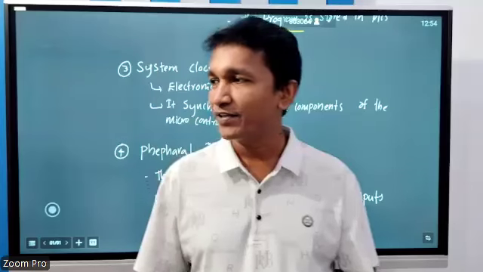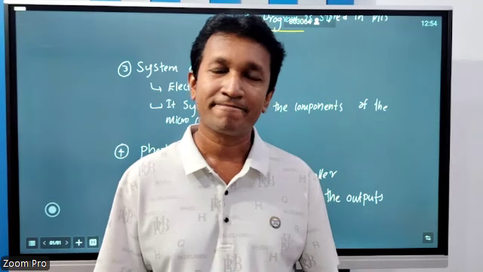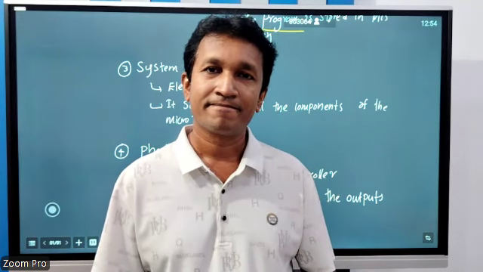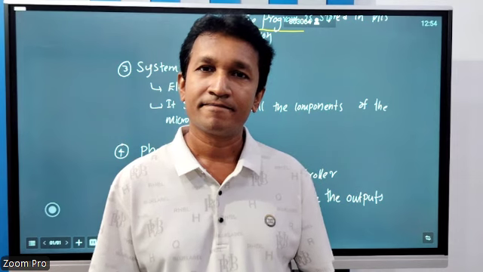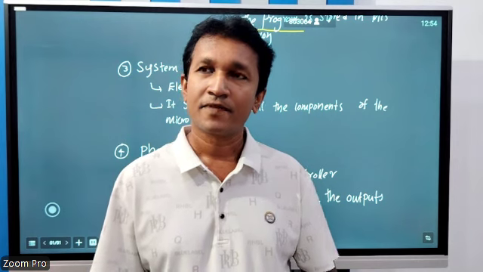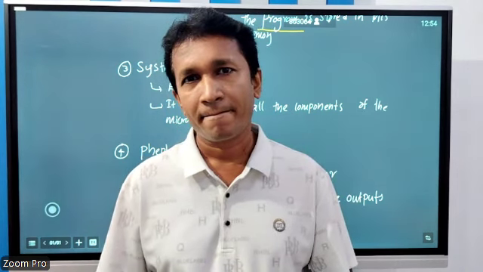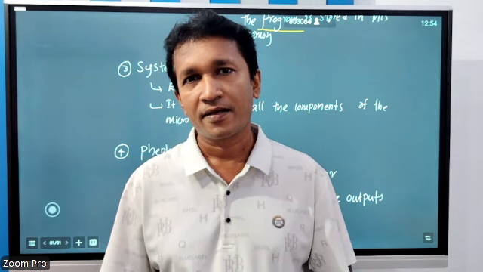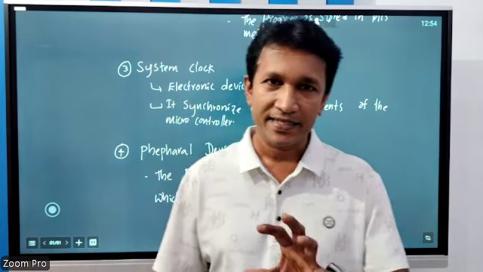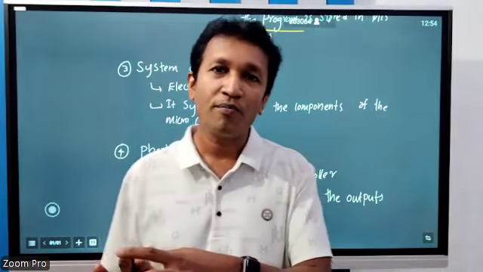Up to now, any questions? Sir, yes, I have a question. Sir, what if there are peripheral devices in unit number 1 also? What if they ask in the paper? What answer are we supposed to give? In unit 1, peripheral devices have a different meaning. Now, this peripheral devices is only for microcontroller.